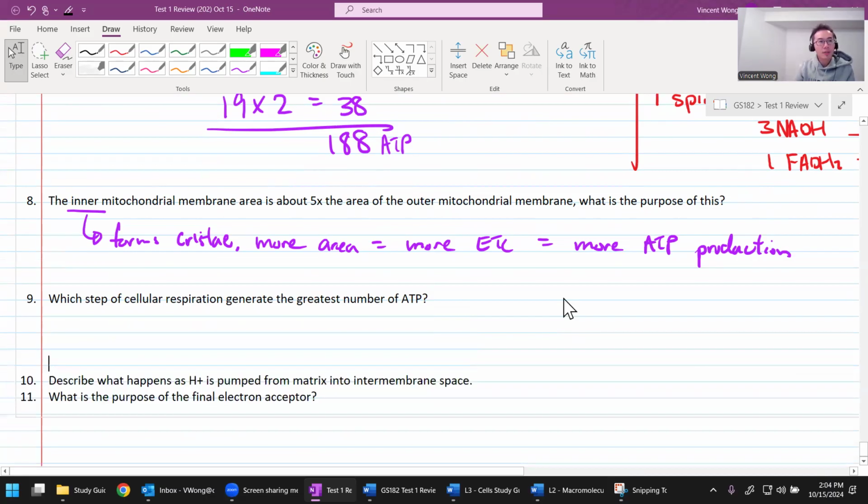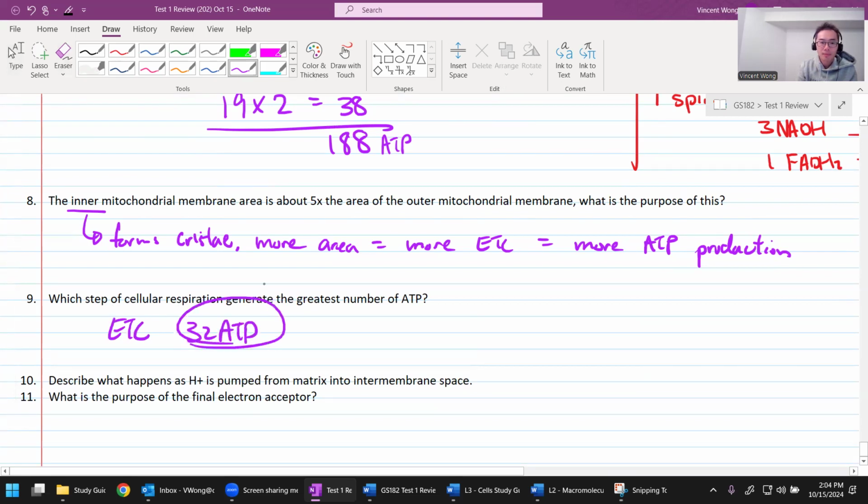Which step of cellular respiration generates the greatest number of ATP? That would be the ETC. Okay, 32 ATP. 2 directly from glycolysis, 2 more from Krebs cycle. Most of it comes from the ETC.